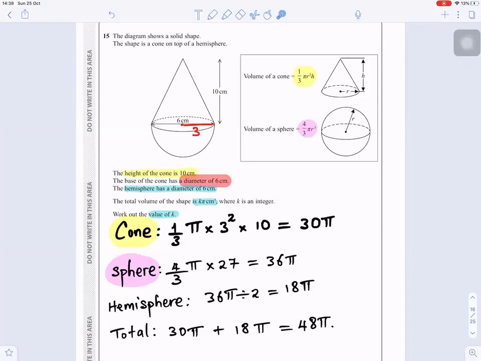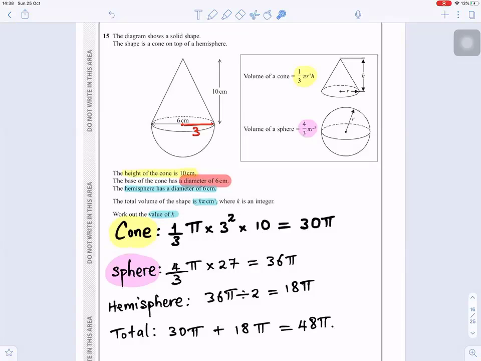Question number 15. The diagram shows a solid shape. The shape is a cone on top of a hemisphere. The height of the cone is 10 centimeters. The base of the cone has a diameter of 6 centimeters. The hemisphere has a diameter of 6 centimeters. The total volume of the shape is k pi centimeters cubed, where k is an integer. Work out the value of k.